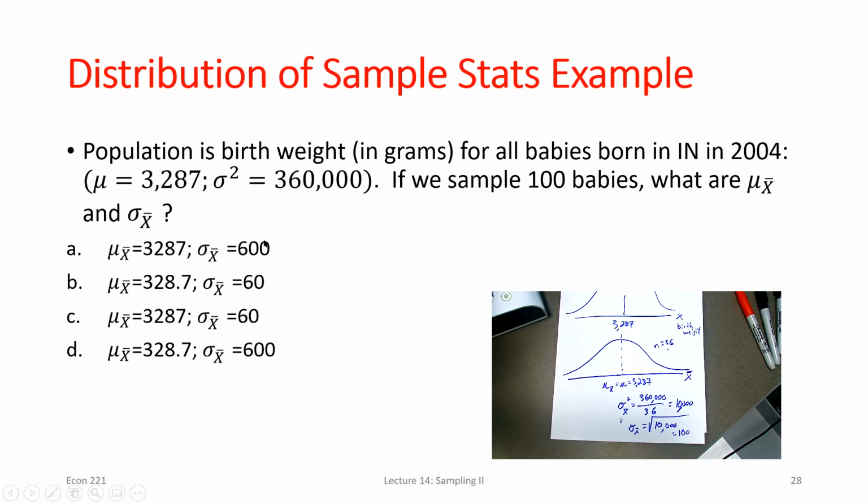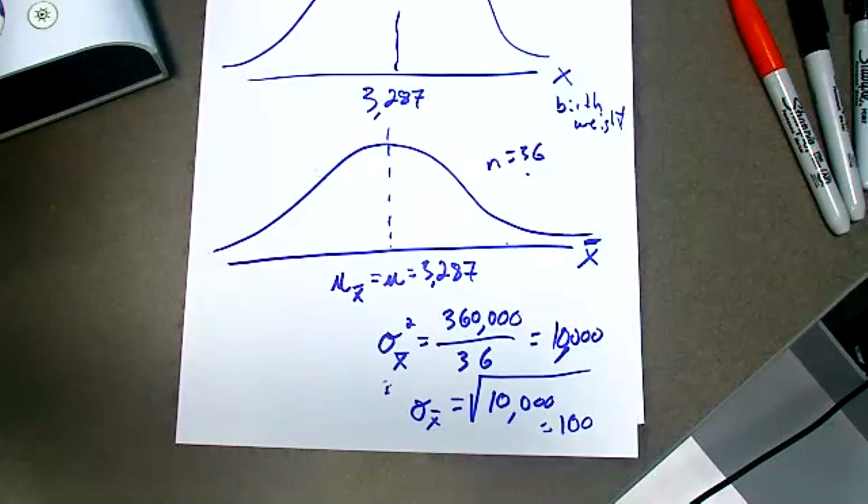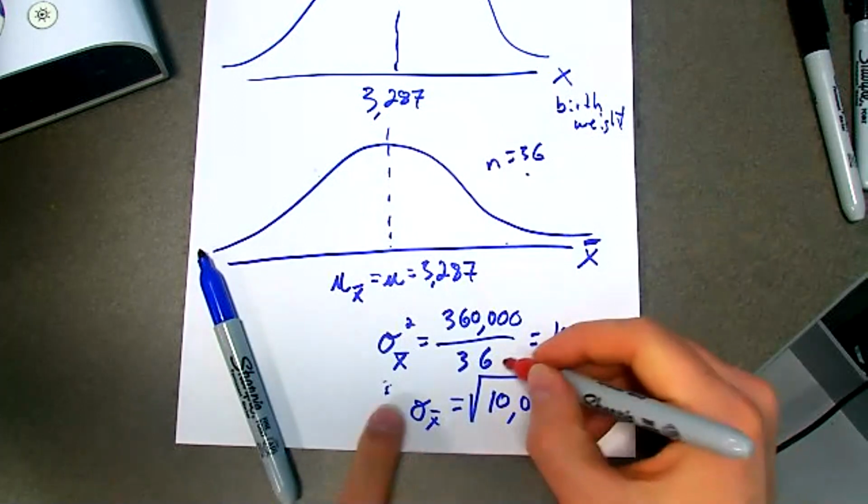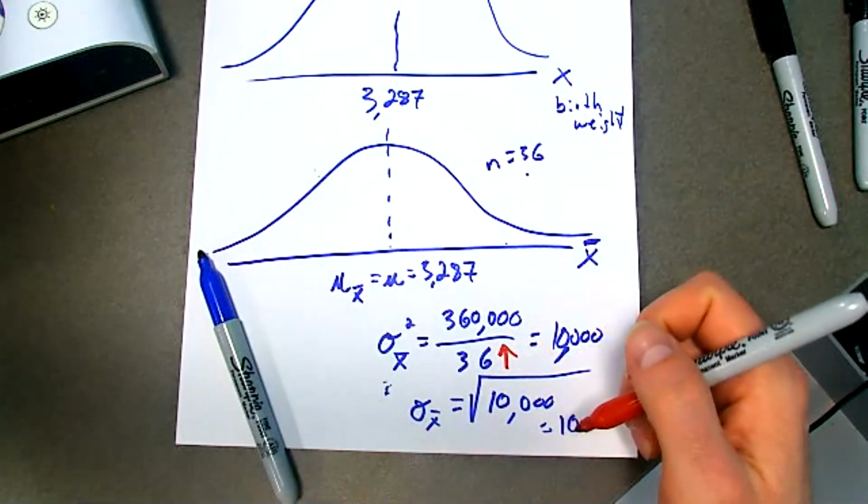All right. What if I instead sampled 100 babies instead of 36? What's going to happen to the mean of my sample means? It never changes, right? It doesn't matter what the sample size is. The mean of my sample means is always whatever the original population mean was, so 3,287. Now, if I take a larger sample, going from 36 to 100, this denominator is going to go up.